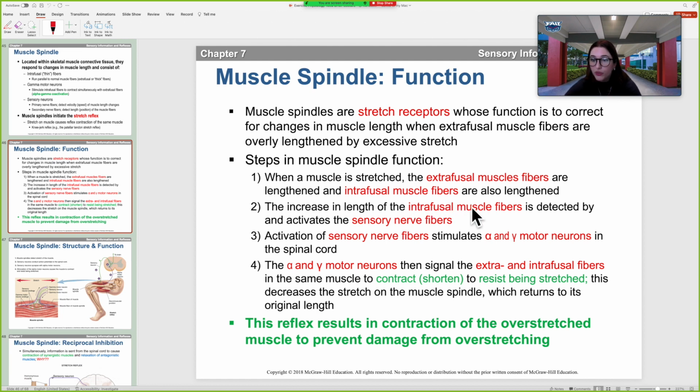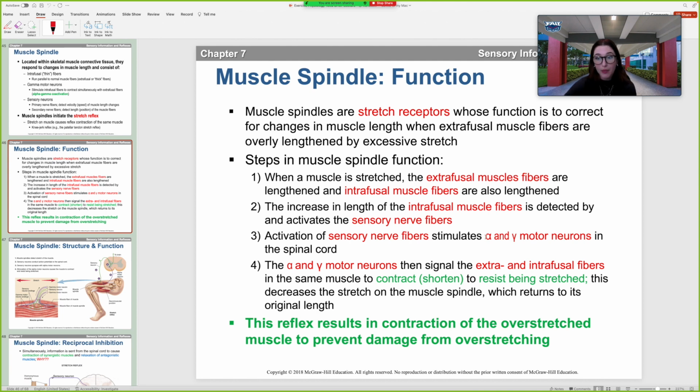When those intrafusal fibers are stretched, the increase in length of the intrafusal muscle fibers is detected and activates a sensory nerve fiber. There's actually a sensory neuron in there to detect it. Otherwise, what else is going to detect it? If there's a stretch on the muscle, there needs to be something in there sensing that stretch and sending it somewhere so that we can do something about it. We can contract the muscle. So it activates the sensory nerve fibers, and then that sensory information is going to activate both alpha and gamma motor neurons in the spinal cord.